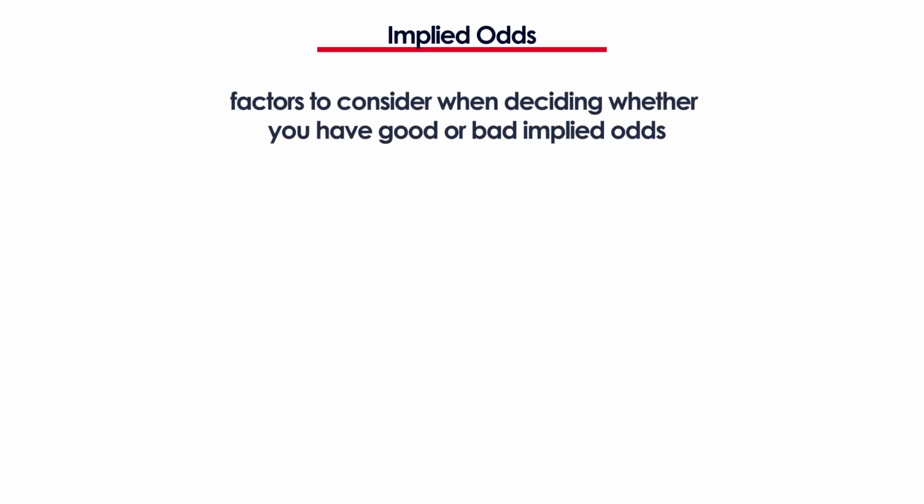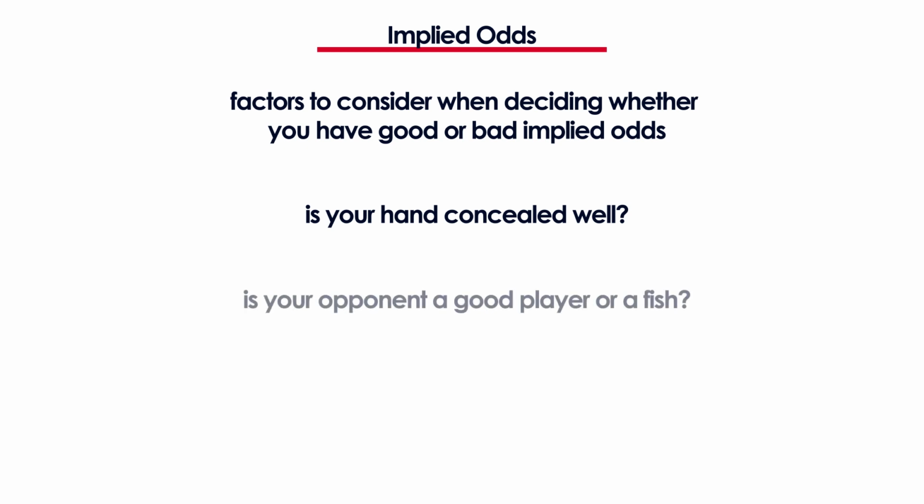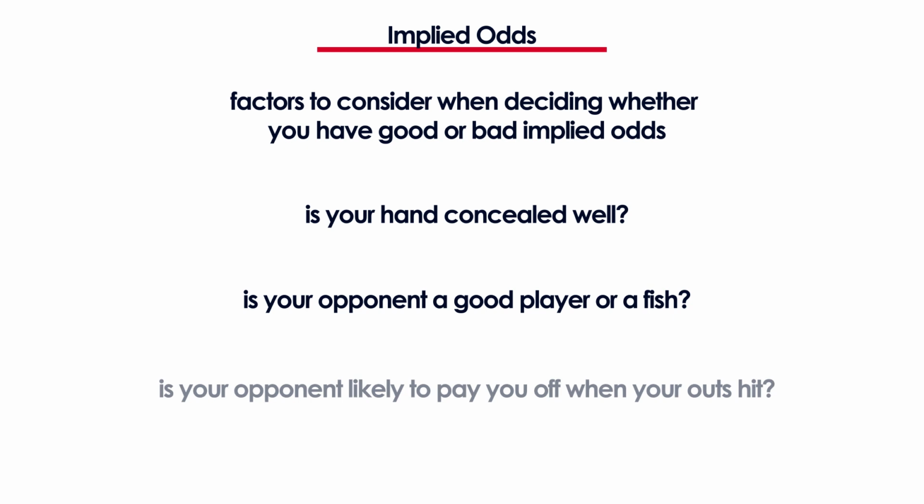So in general, when you're thinking whether you have good or bad implied odds in a hand, think about how concealed your hand is. Is your opponent a good player or a bad one? And if you hit your hand, will he pay it off or not?